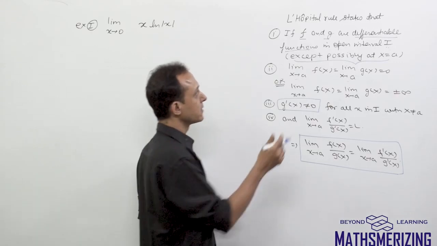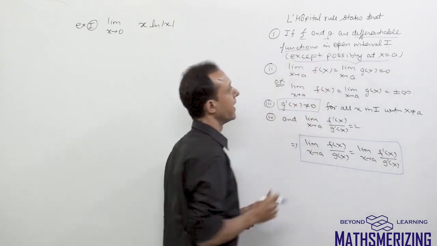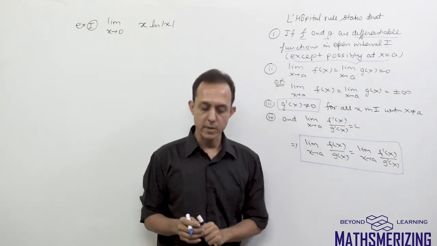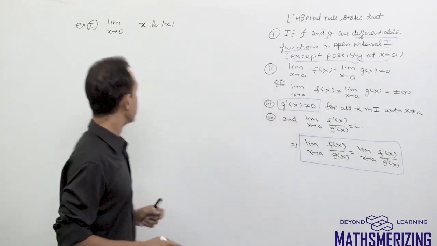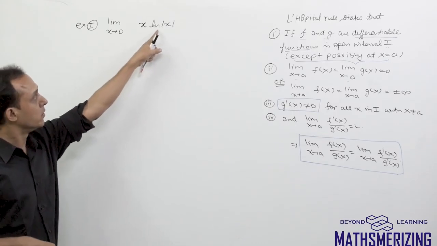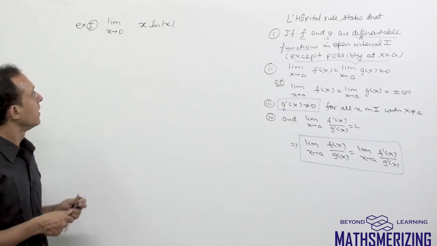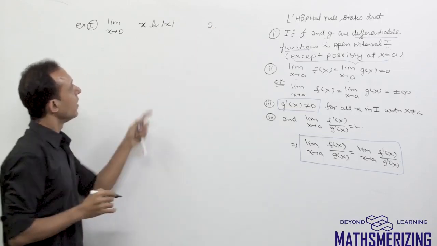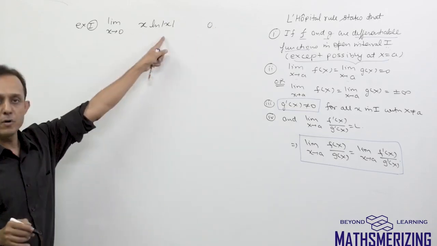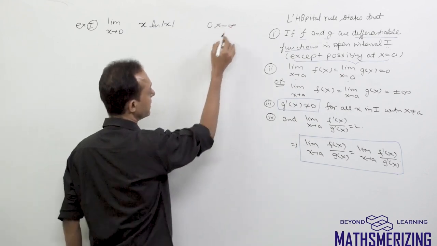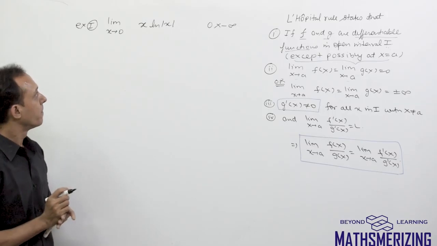Now the first condition is that the functions f(x) and g(x) have to be differentiable functions except possibly at x equal to a. So let us take one example, which is the limit x tends to 0, x into log mod x. Now if I put x as 0, it'll be 0, and then log 0 tends to minus infinity. So it is 0 into minus infinity form.